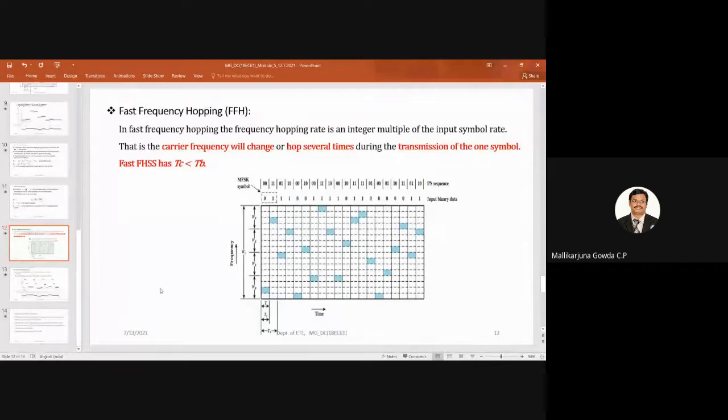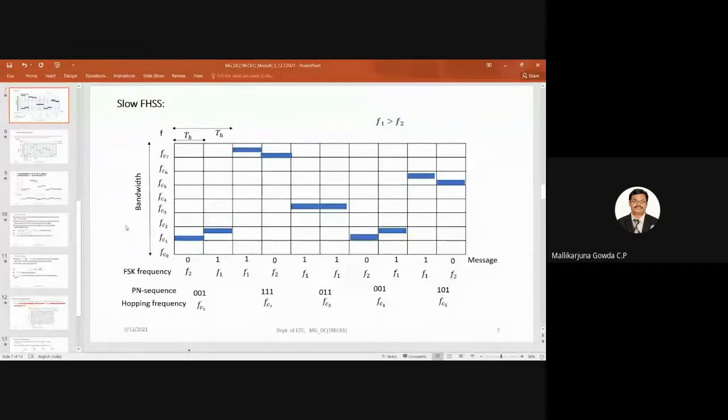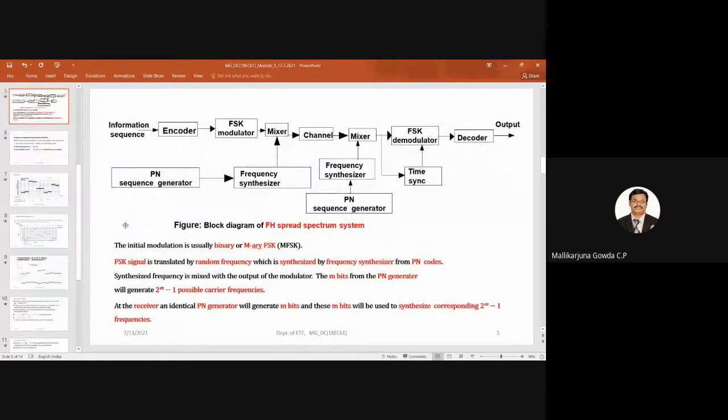Yeah, so I think in the previous class we have discussed this frequency hopped spread spectrum, right? Just to have a revisit. So I said there are two different types of spread spectrum, and the frequency hopped spread spectrum, right? So this is the block diagram of the frequency hopped spread spectrum system I showed.